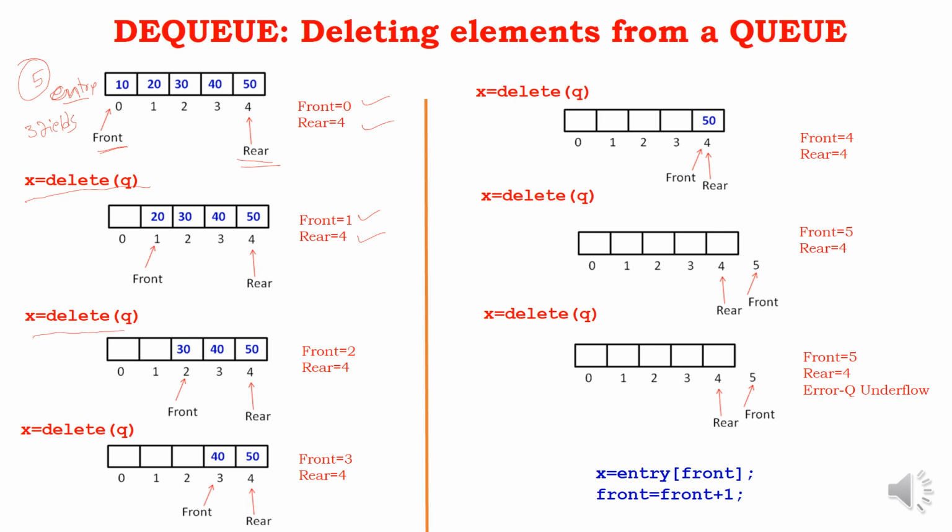Again you wanted to delete one more element. Front element will be removed. Front is at 1. Front element is 20. 20 is removed. So you will get this queue. Front is 2, rear is 4.